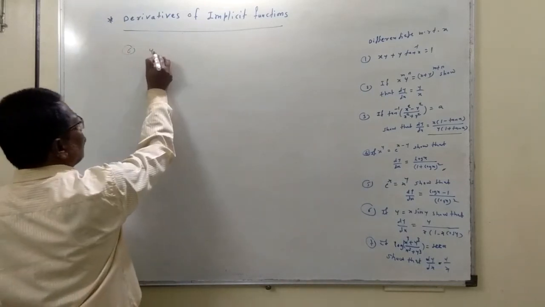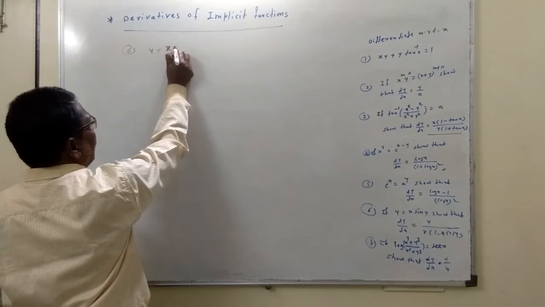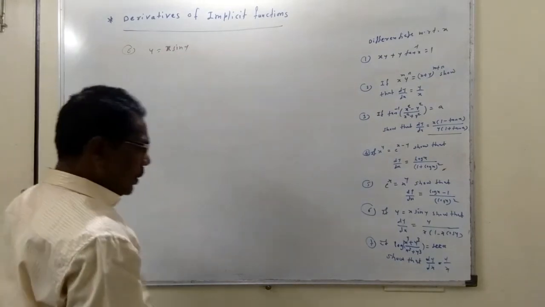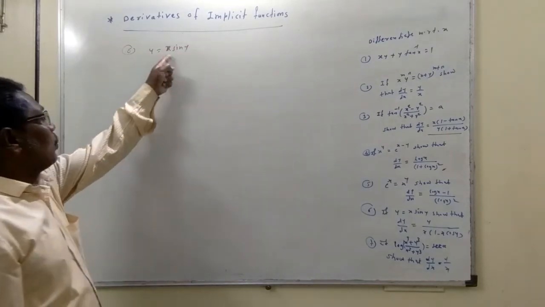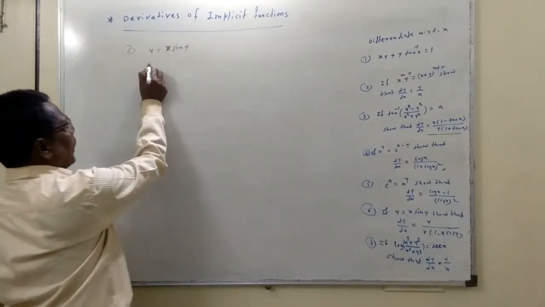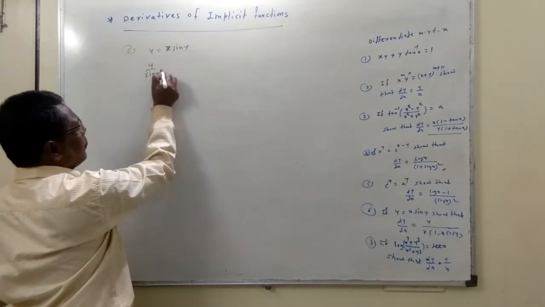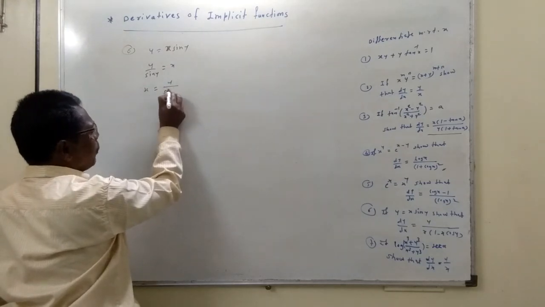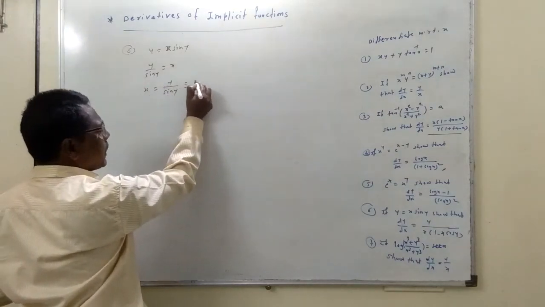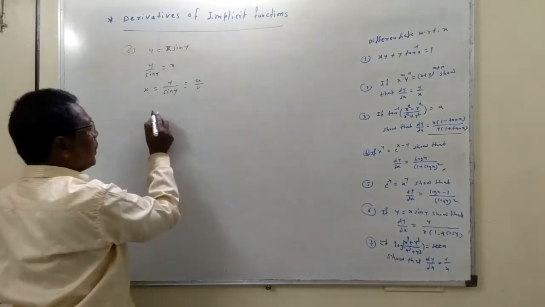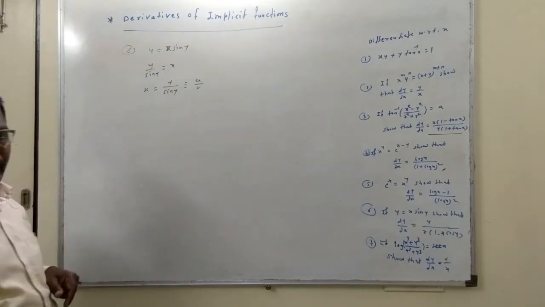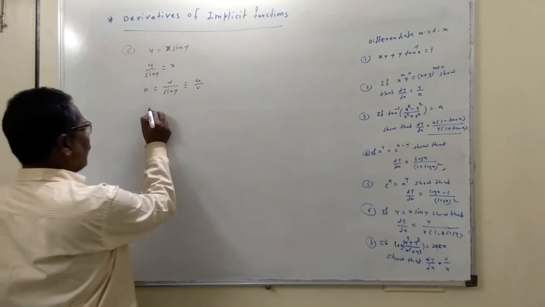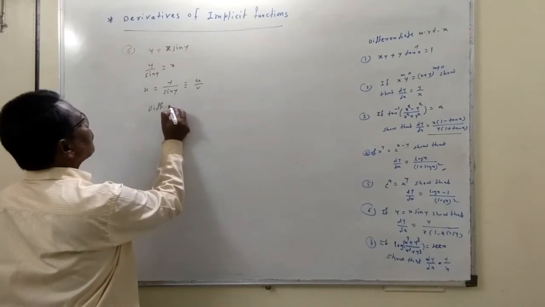y is equal to x sin y. Now here y is equal to x sin y, so we can write y upon sin y is equal to x. So x is equal to y upon sin y. So the function is in explicit form, u upon v. Now here x is the dependent variable and y is the independent variable, so we will differentiate with respect to y.